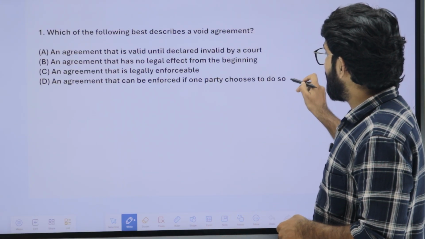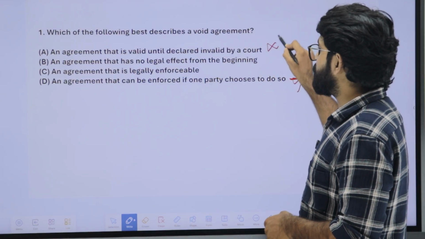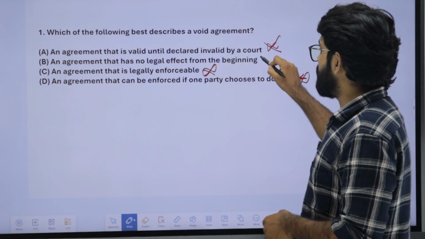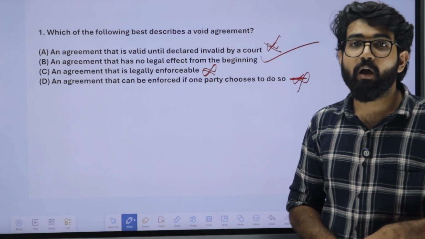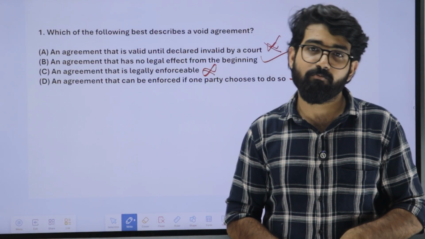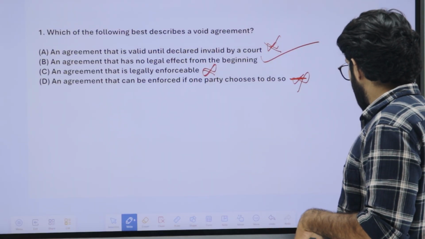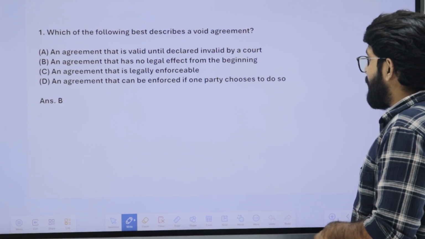Okay, this is not it, right? And this is not it, right? This is not it, right? So the answer is C, an agreement that has no legal effect from the very beginning. Okay, that is the void agreements. Now moving forward.